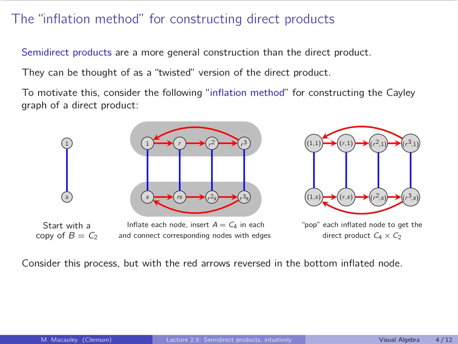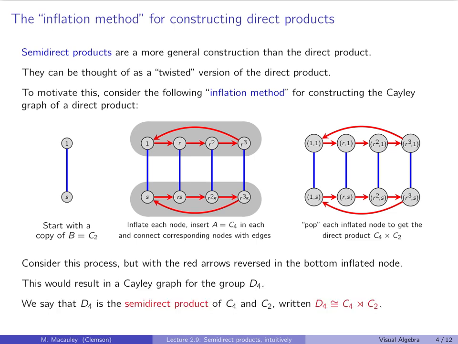Now to connect this to semidirect products, suppose we do the same process, but when we stick in the nodes in the bottom balloon, we reverse the red arrows. So they go this direction. You see what group we would get if we did that? You've seen this group before. It would result in a Cayley graph for the dihedral group D4. We say that D4 is the semidirect product of C4 and C2.